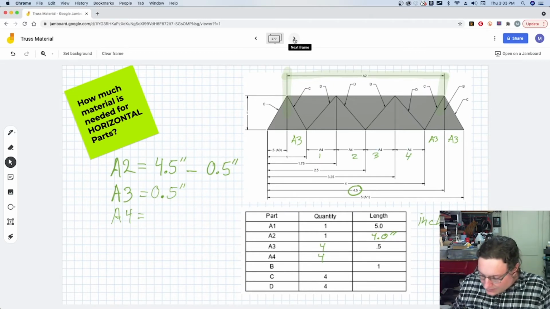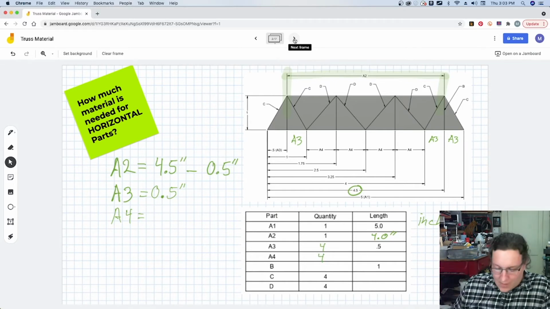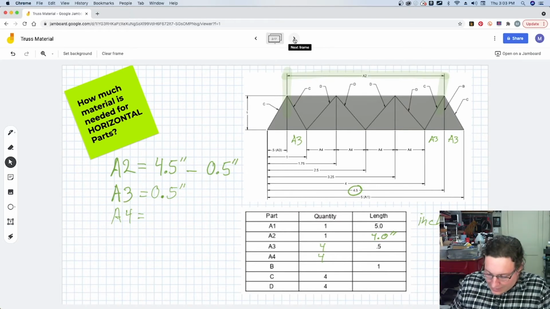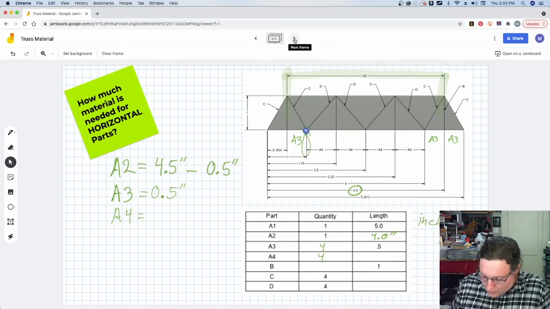And then the next step is to figure out what is the length of them. And we approach the length of A4 the same way that we approach the length of A2. And that is figure out where's the left side located compared to where's the right side located.